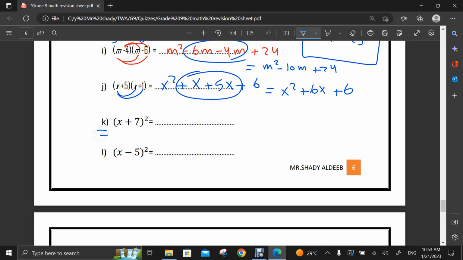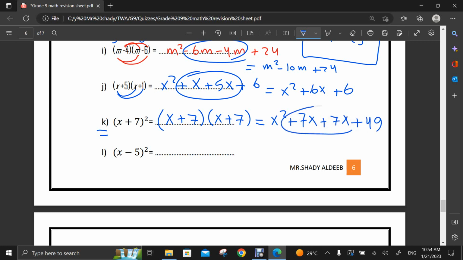And letter K, x plus 7 power 2. So we have two methods for that. We can multiply it like that, x plus 7 times itself, like that. So it will be easy, x times x, which is x squared, and x times 7, which will be 7x. And here in the second part, positive 7 times x, which is also 7x, and 7 times 7, which is 49. And then you are going to simplify the middle part here, so it will be x power 2 plus 14x plus 49.